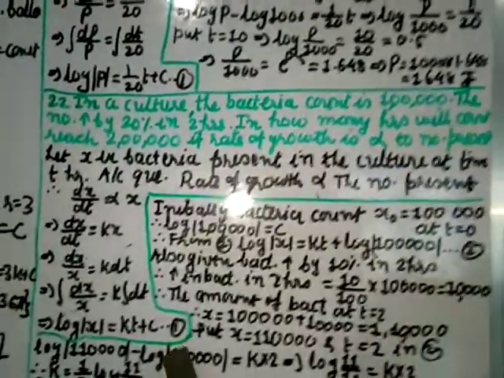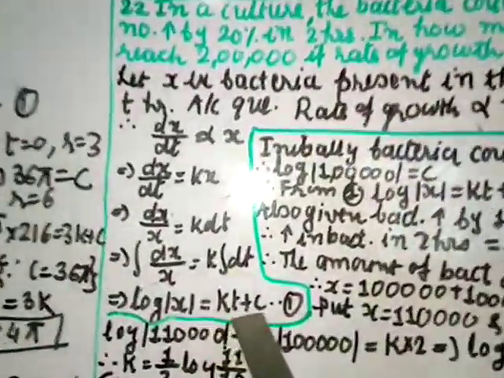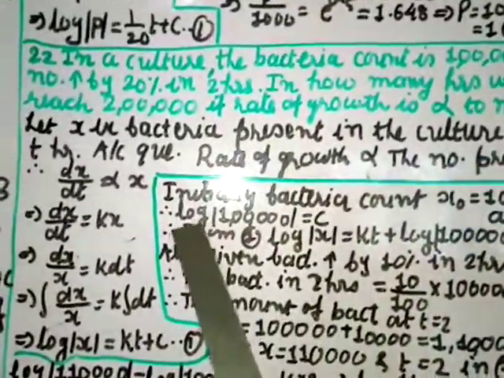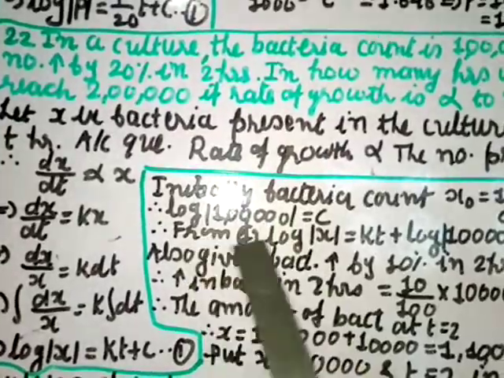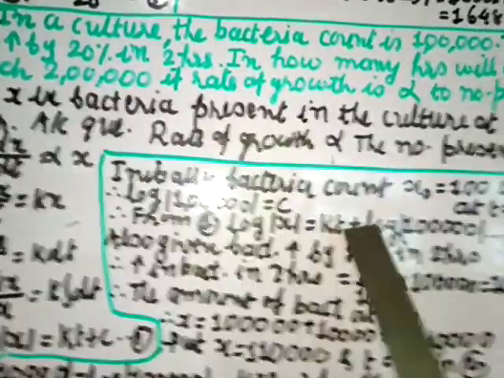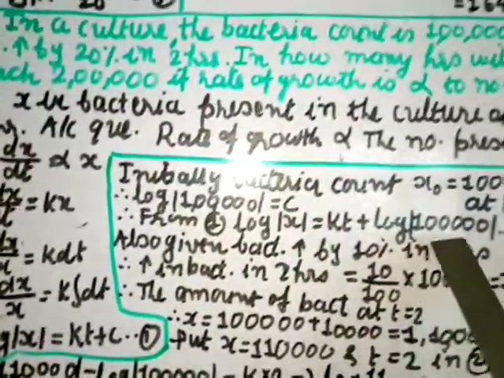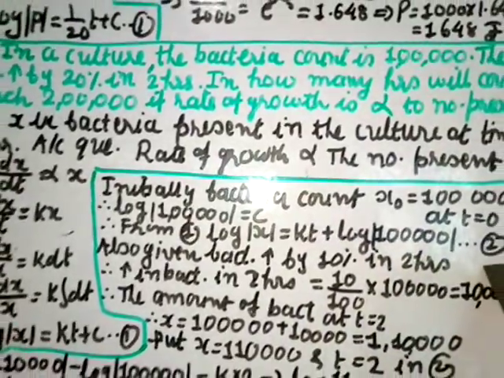So put t equal to 0 in equation 1. Okay, t equal to 0, that means the c value is log of 1 lakh. So I have written directly c is equal to log 1 lakh. Now from equation 1, log x is equal to kt plus, I am just putting the value of c back, log 1 lakh. Call it number 2.